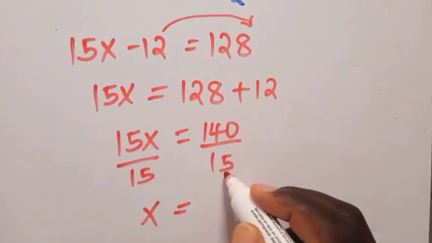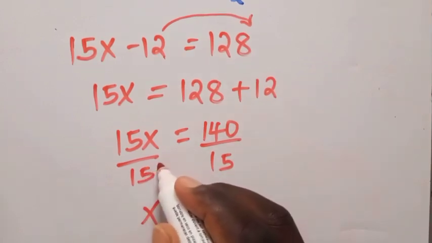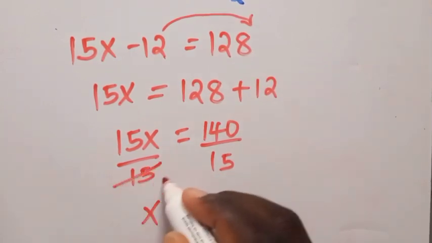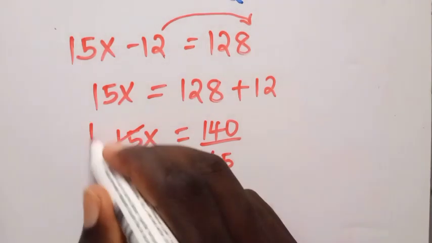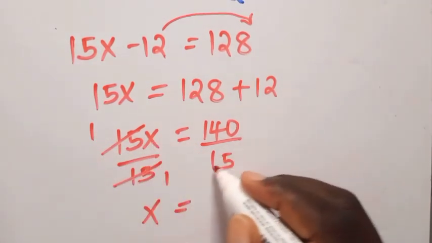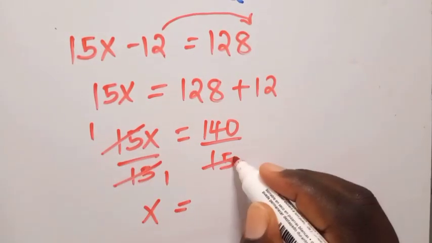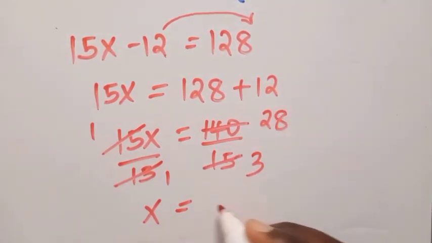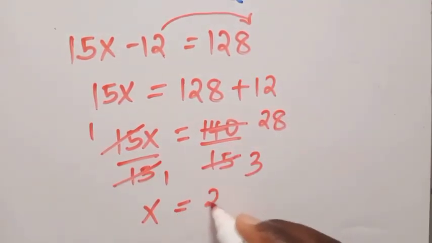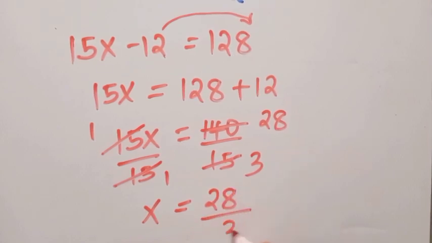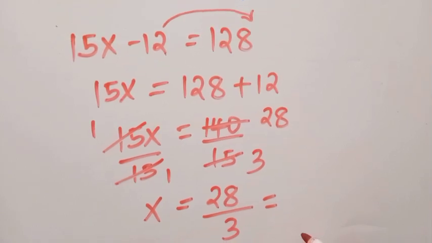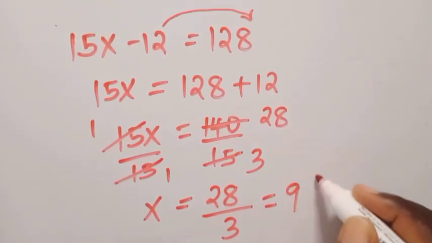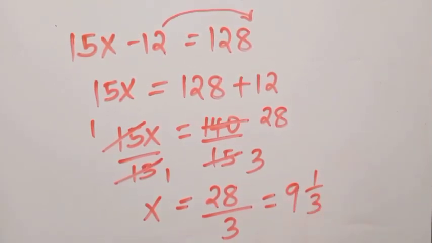140 over 15. And if I simplify, then I will have, by 5, 3 by 5, 28. So we remain with this x. And therefore I will have the value of x as 28 all over 3. And if I write it as a mixed fraction, then I will have 9 and 1 over 3, and that is the value of x that we shall obtain.